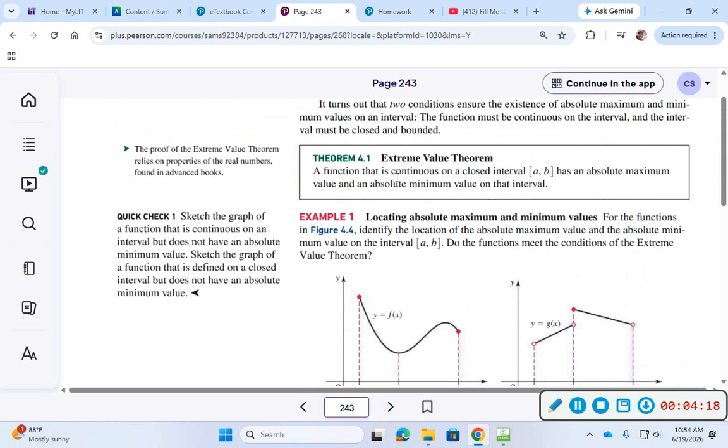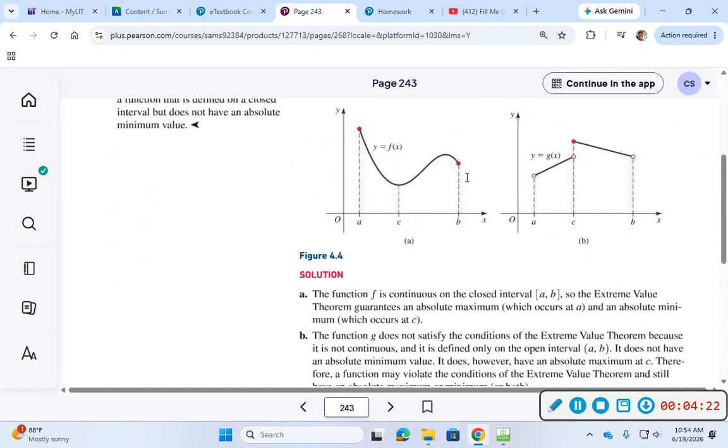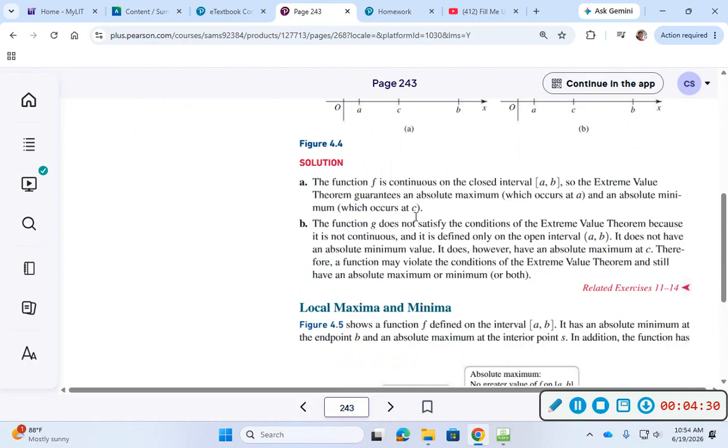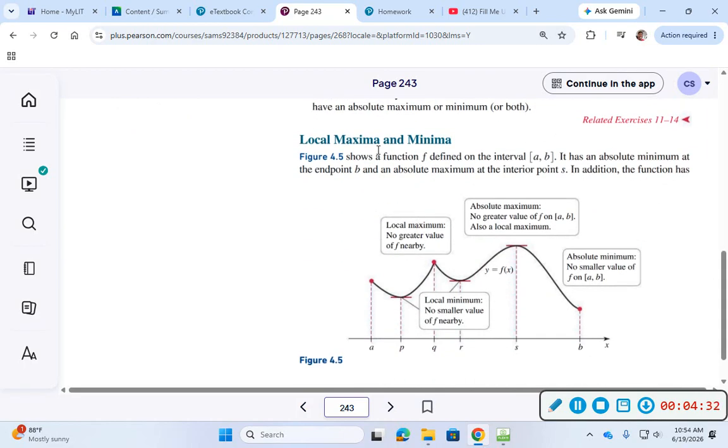The function is continuous on a closed interval, so it has to be continuous, one smooth line, no breaks, no jumps, and closed circle endpoints. It gives you some explanation here. Then we start talking about a local minimum and maximum.